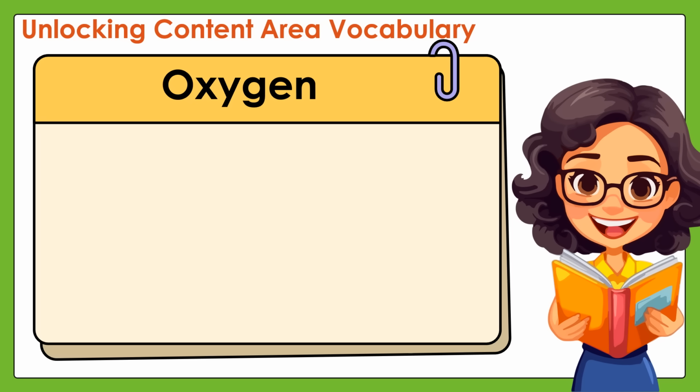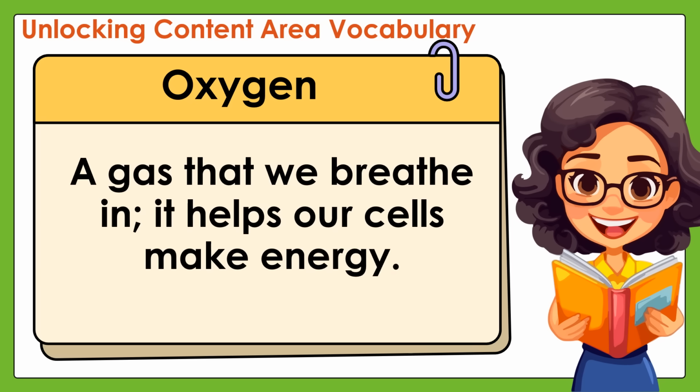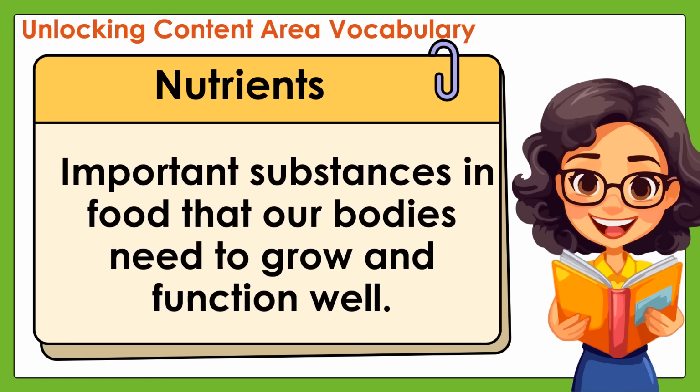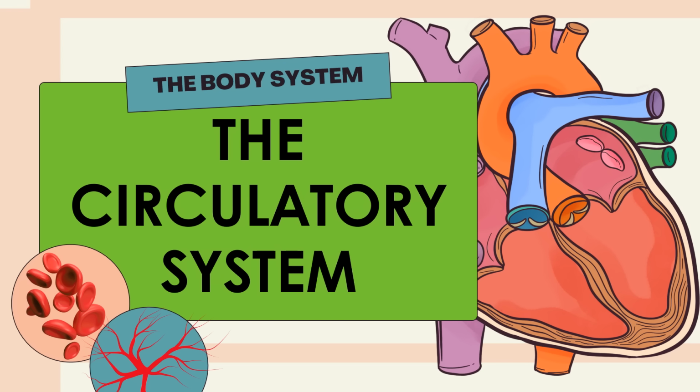Fifth is oxygen. A gas that we breathe in. It helps our cells make energy. Six, nutrients. Important substances in food that our bodies need to grow and function well. Let's now go on with the circulatory system.